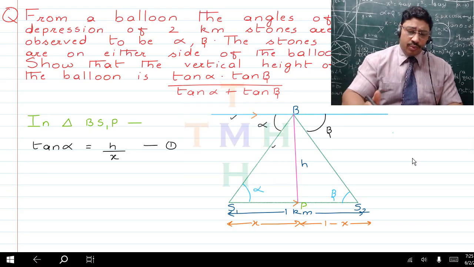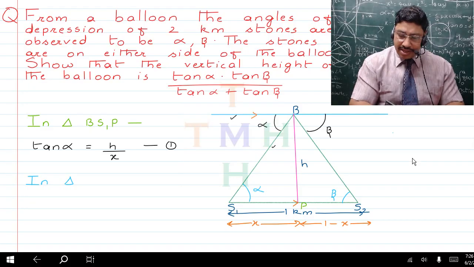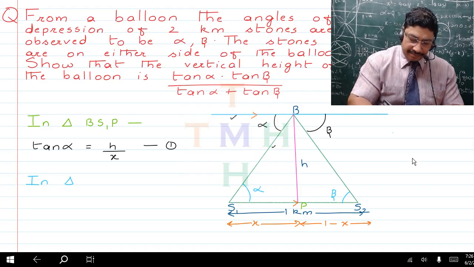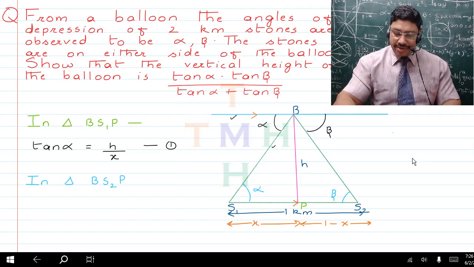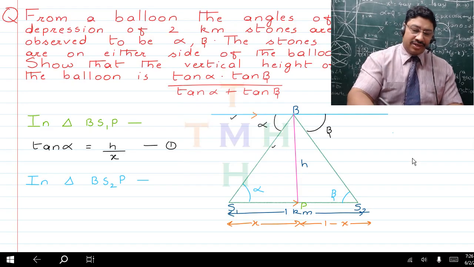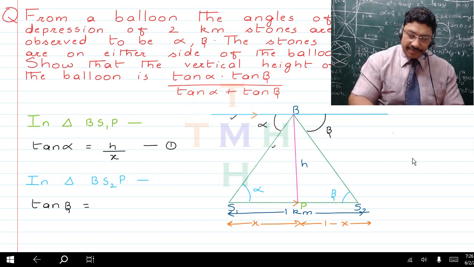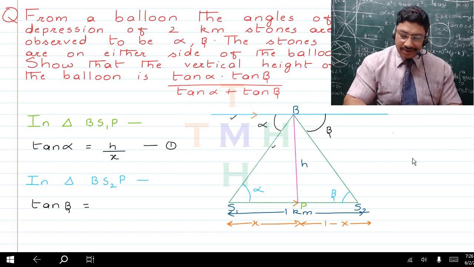So this as such will become the first equation, children, and after this now we'll be talking about the second equation, where we will jump over to the second right angle triangle that we have, that is in triangle BS2P. Okay, so in BS2P, now when we talk about, we can again talk about tan. So we talk about tan beta, right, which becomes equal to, again, perpendicular upon base.